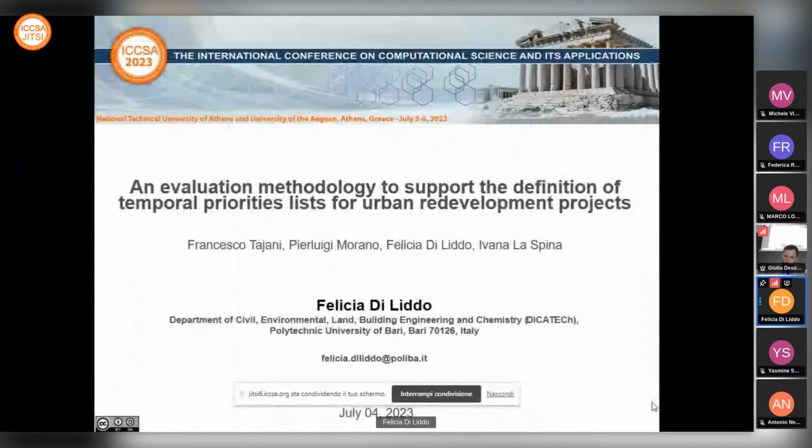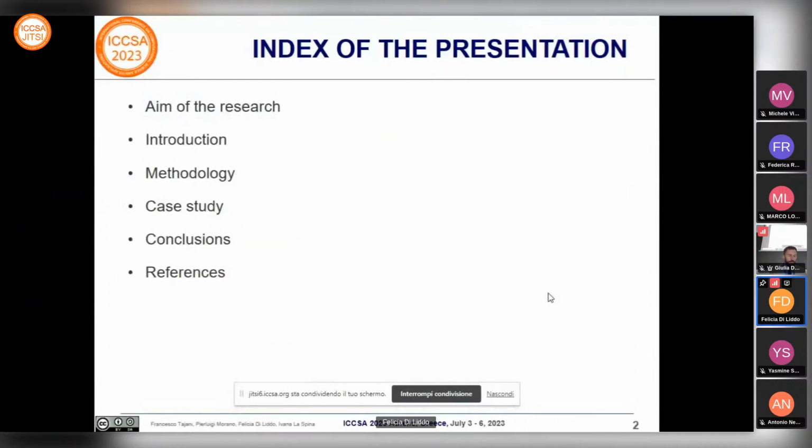Can you see my screen? Yes. The title is Evaluation methodology to support the definition of temporal priorities lists for urban redevelopment projects. Thank you. Good afternoon. The presentation is articulated in different steps. First of all, the aim of the research will be explained, then the illustration of the topic will be carried out, and the methodology will be described. The application of the methodology to a case study will be developed, and the conclusion will be outlined.